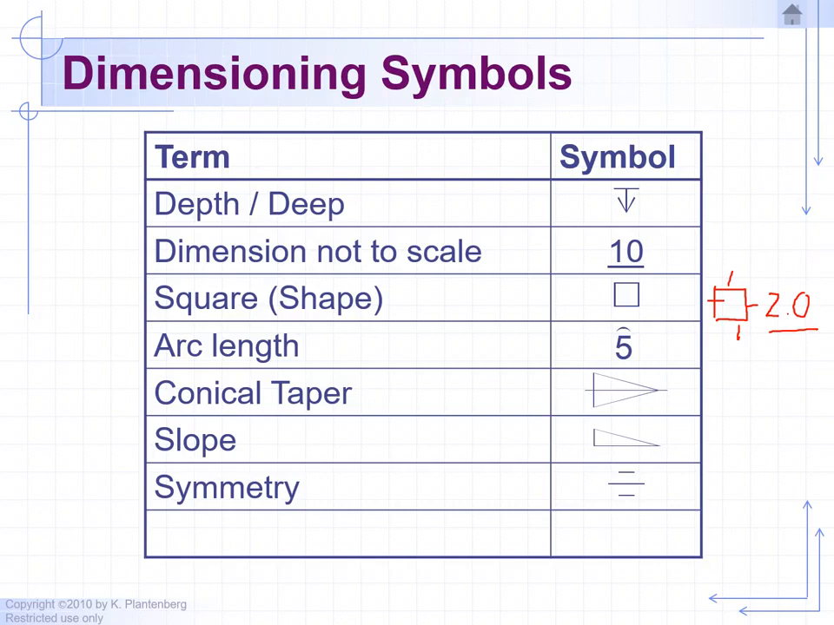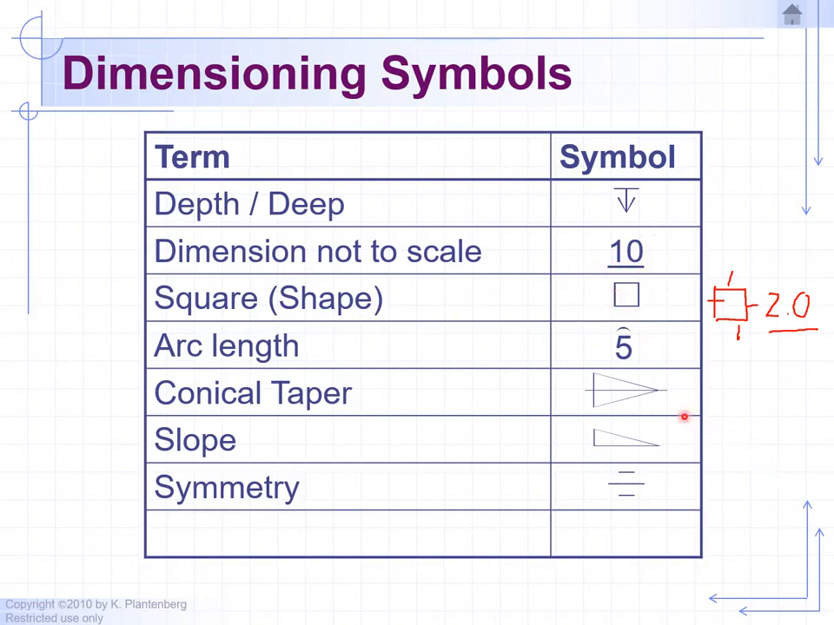Okay, the next type of dimension is arc length, so the length along an arc. Here we have a length of 5, and it's an arc, so it's the length along the arc and not a straight line. You can also put the arc symbol in front or behind the number. And I'll give you guys examples of arc length and depth. The other two, scale and square, we're not going to use in this chapter.